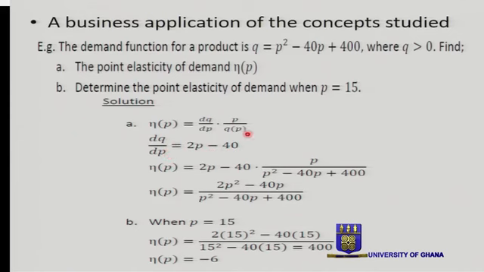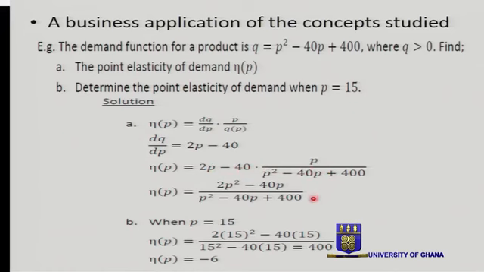Now, let's look at the other portion. The other portion says, after you've found your change in quantity over the change in price, you multiply it by the price and then the quantity. What is our price? We were not given p in the first instance. So our p will still remain just as it's in the formula. But what about q? Q was given to us as a function, p squared minus 40p plus 400. Put it here. So this function here is my dq dp, and this function here is my p over q.